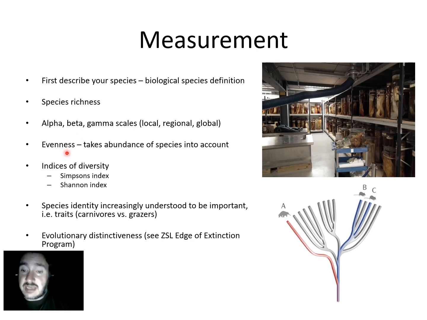It's important to take the abundance of each species into account if you can. This then takes evenness into account, which relates to indices of diversity, such as Simpson's index and Shannon index, which will be useful to look at later. But species identity itself is useful. It's increasingly important to look at traits, such as whether species are carnivores versus grazers. And then there's evolutionary distinctiveness, and do check out the ZSL EDGE of Existence program, and we can talk about lineage length, such as with these echidnas versus these rodents.